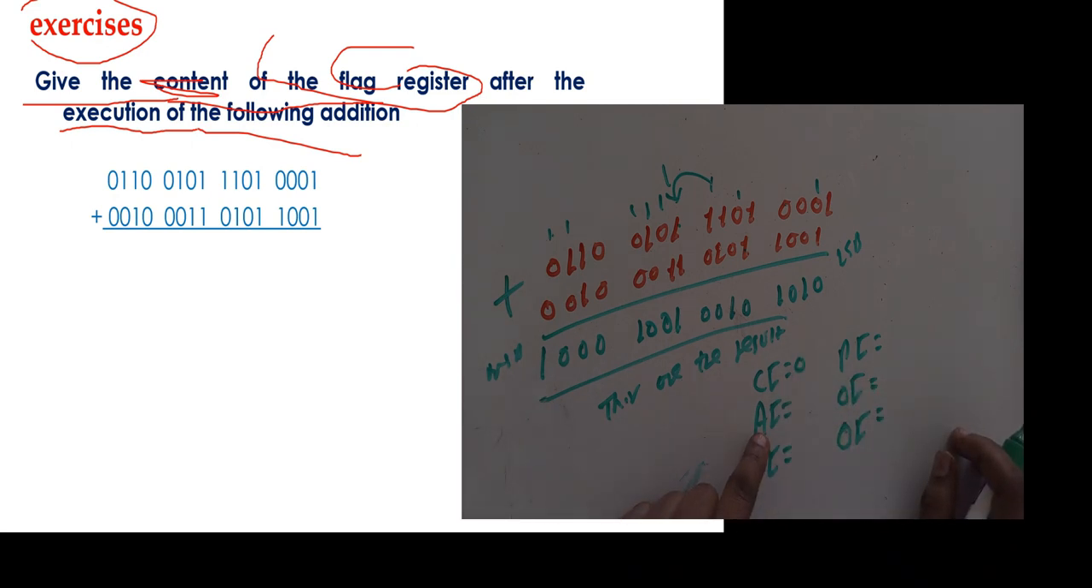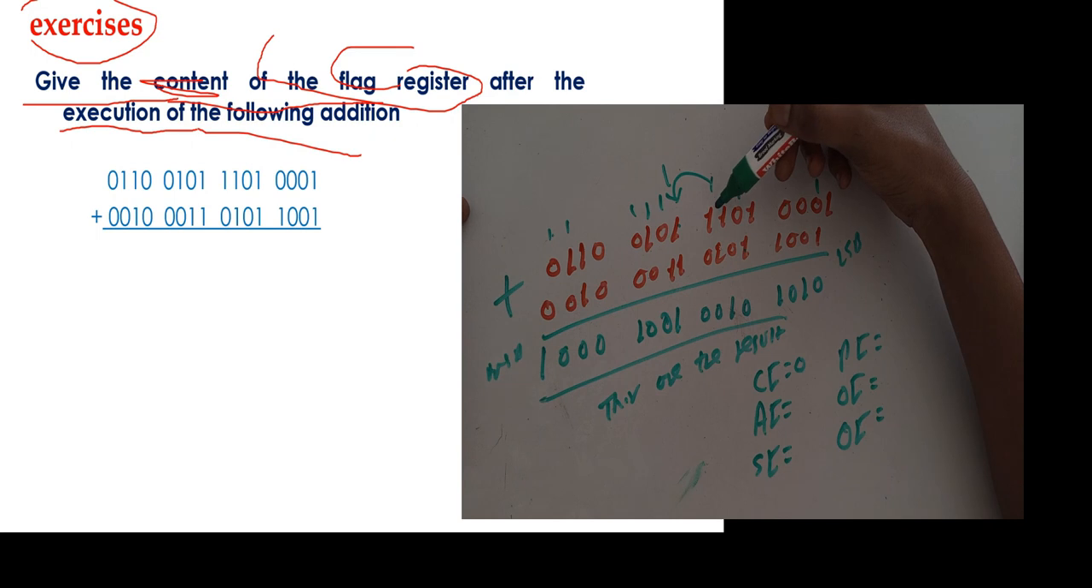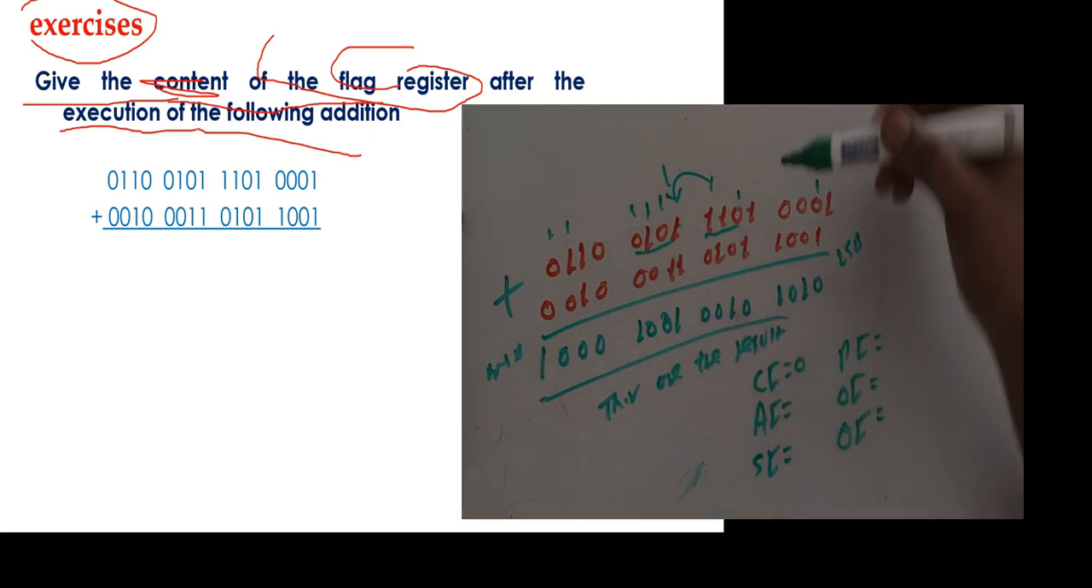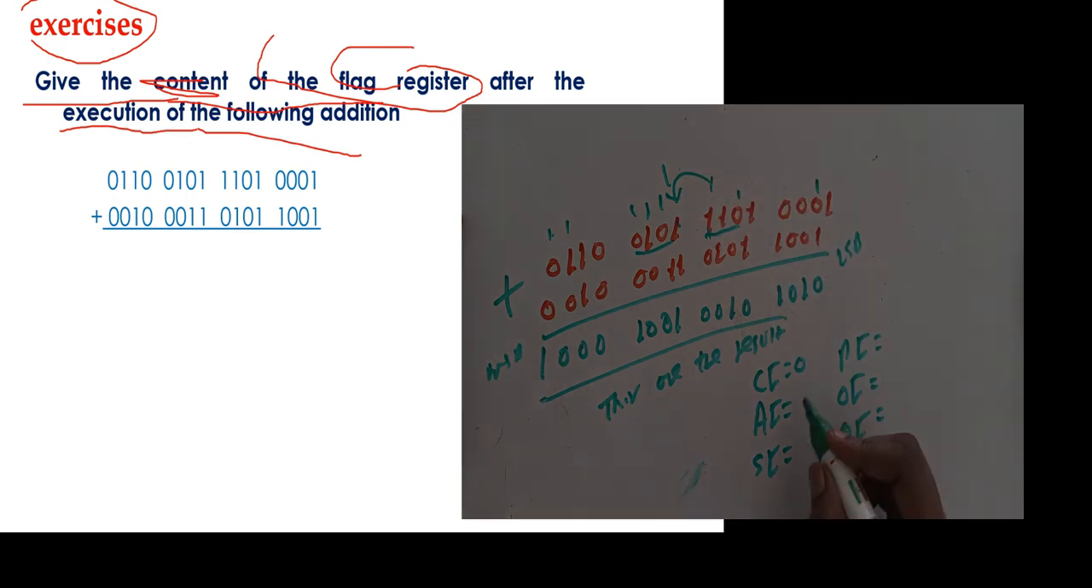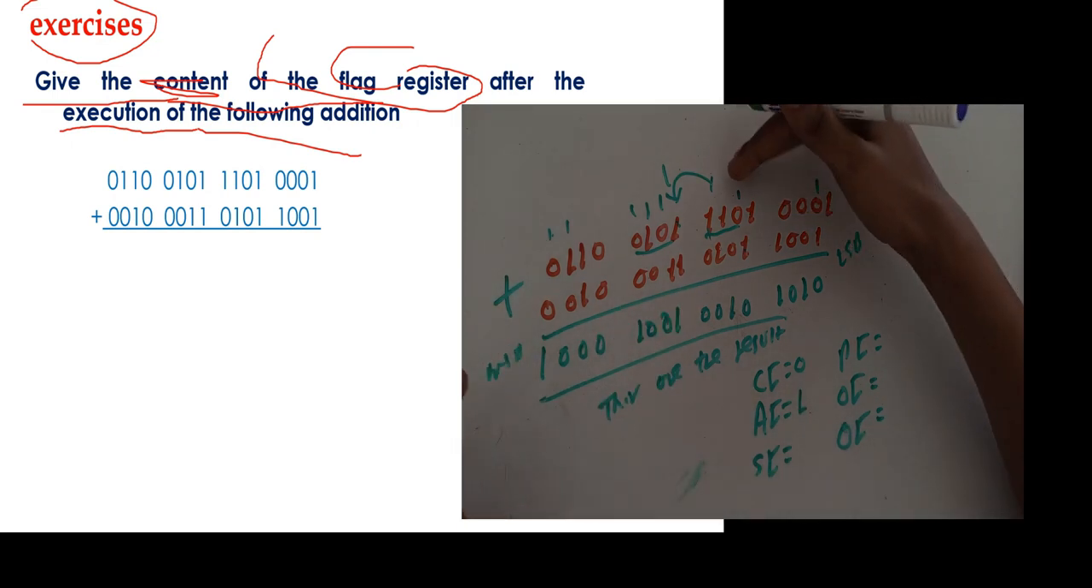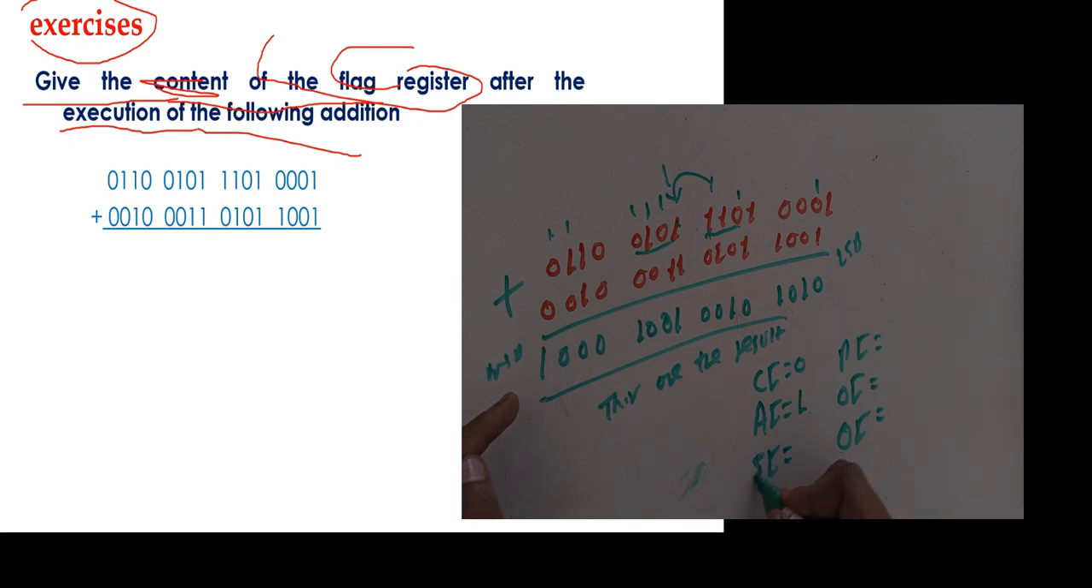Then the second one is the auxiliary flag. Auxiliary flag means that there is a carry from one nibble to another. When we add this value, there is a carry, and this carry is taken to the next nibble. So auxiliary flag becomes 1. Sign flag becomes 1 if the most significant bit is equal to 1, and 0 if the most significant bit is 0. Our most significant bit is 1, so sign flag is equal to 1.